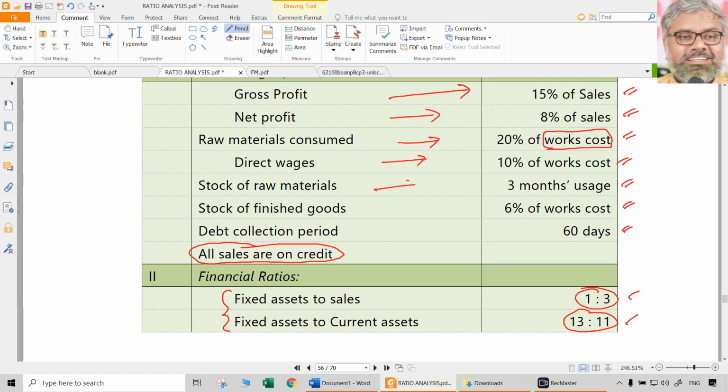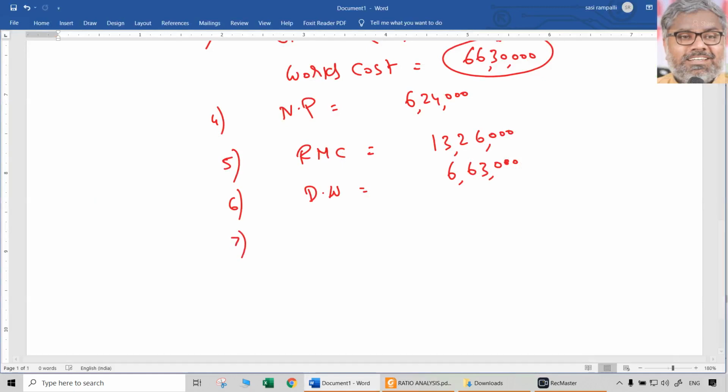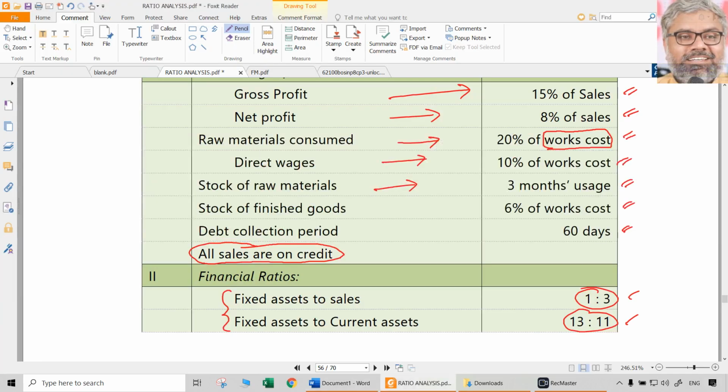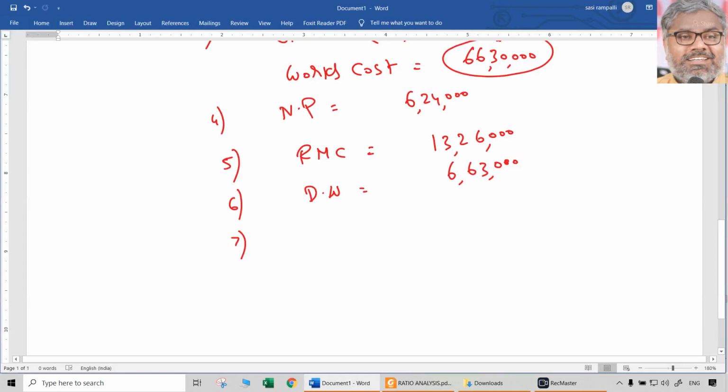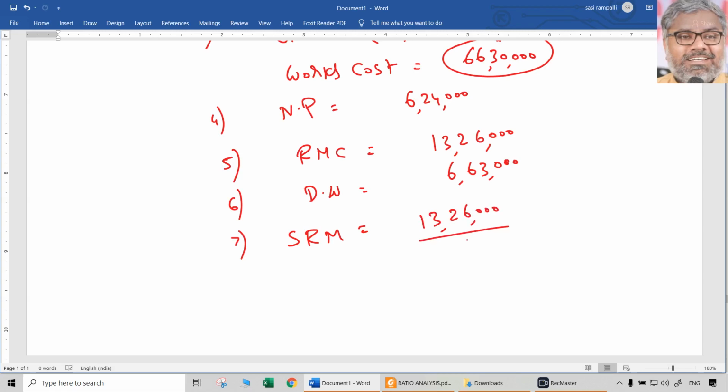This is also known. Then stock of raw materials. Stock of raw materials is given as 3 months usage. See, 13 lakhs 26,000 is the usage, raw material consumed for the entire year. So how much will be the stock of raw material? 3 months usage means, 13 lakhs 26,000 is for the entire year, how much will be for 3 months? Multiply with 3 by 12. So 1326 into 3 by 12 will be 3,31,500. That is raw materials stock.